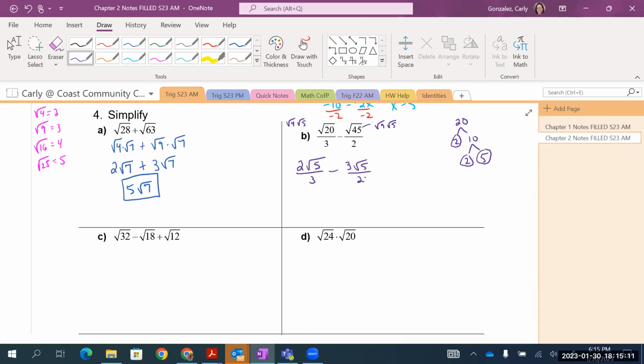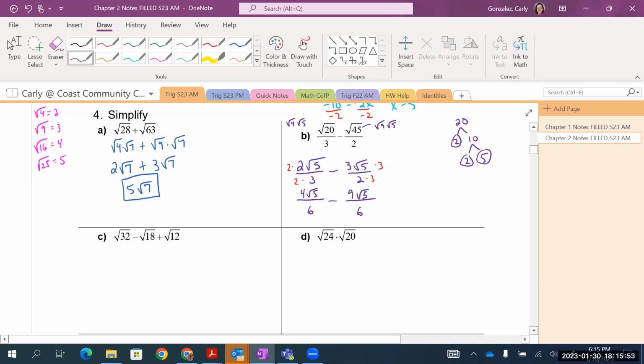So now we have like radicals. We have rad 5 for each of those. However, we do not have common denominators. So we have to find what is the common denominator between 3 and 2, and that's going to be 6. So if we want the denominator to be 6 on both of these fractions, the first fraction will multiply top and bottom by 2, and the second fraction will multiply top and bottom by 3. So for that first fraction, we get 2 times 2 is 4, and then bring down the rad 5. On that second fraction, we get 3 times 3 is 9, and bring down the rad 5.